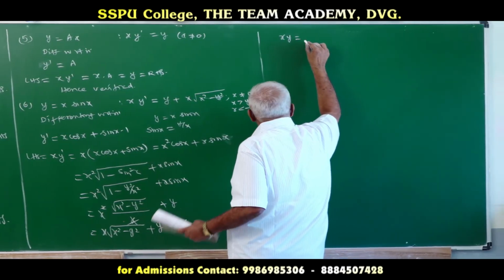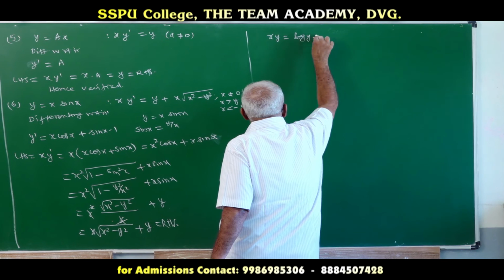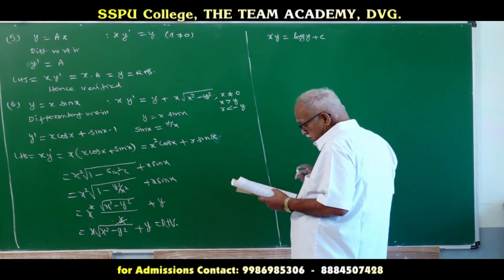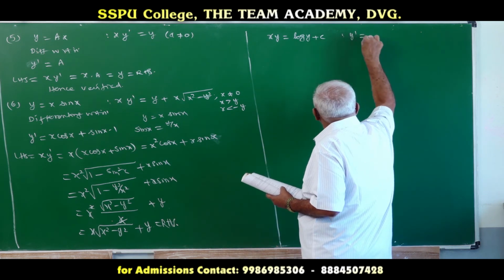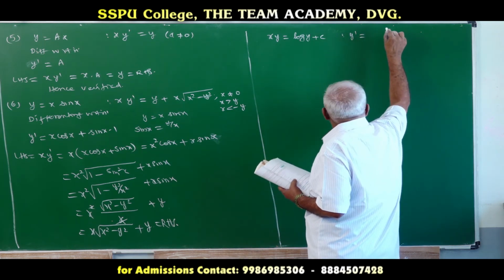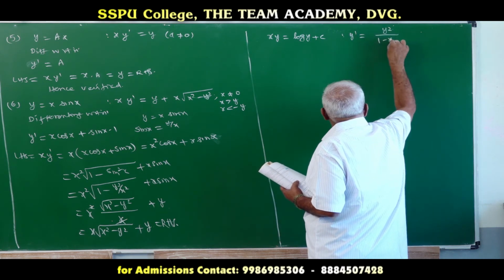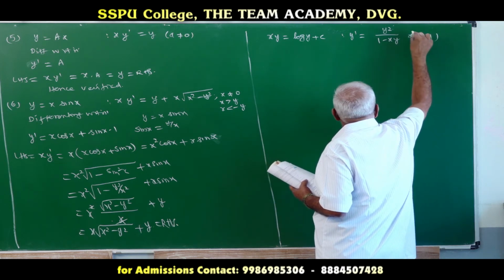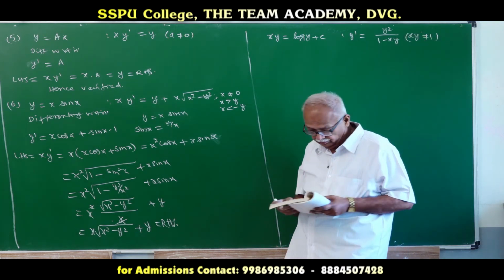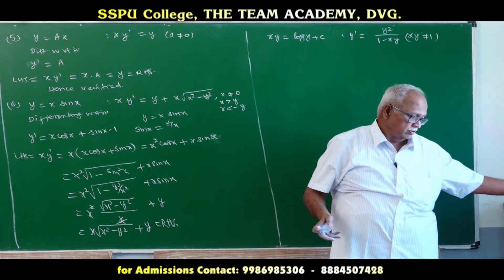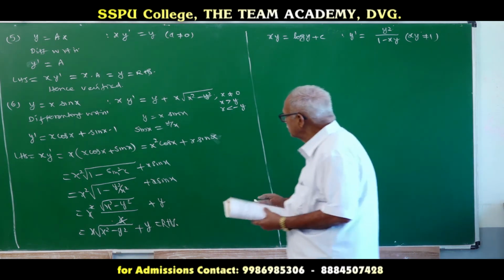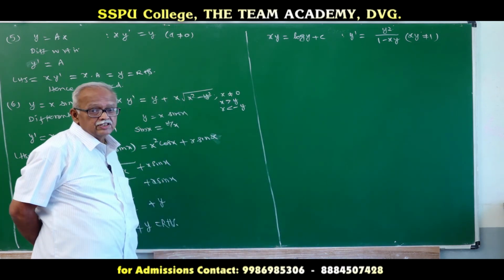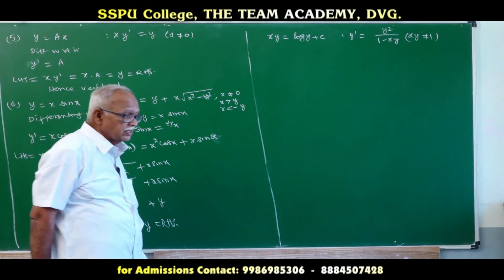xy is equal to log y plus c. Prove that y dash is equal to y square by 1 minus xy, xy not equal to 1. Now, how to differentiate this? So, it is an implicit function. We know implicit function differentiation.